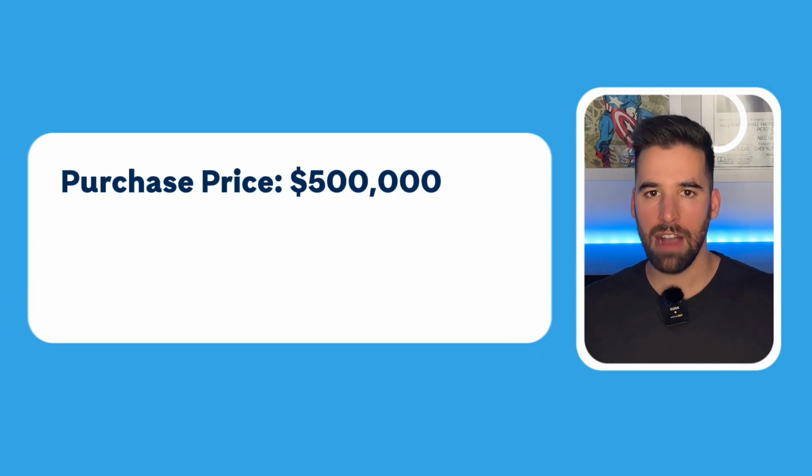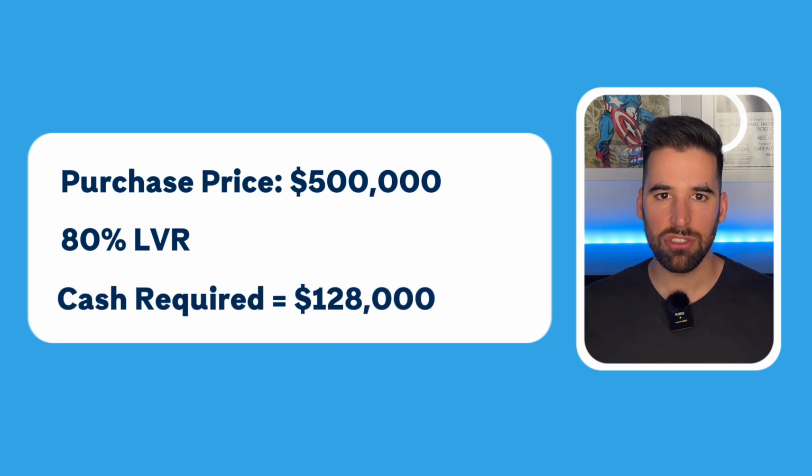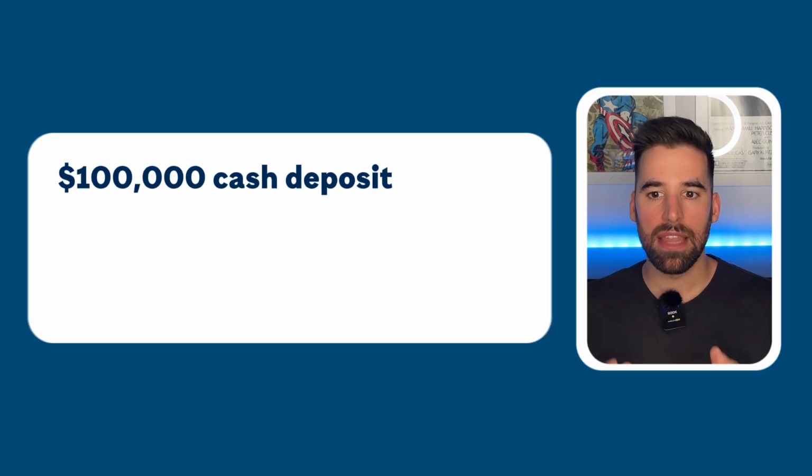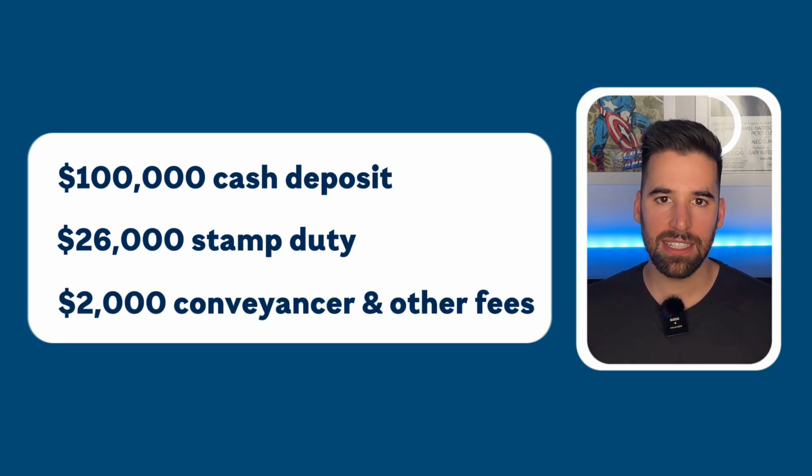And this would be an extremely stressful situation because you've basically locked yourself into buying the property, you risk losing your deposit. Coming back to the example of purchasing a property in Adelaide, if we were to purchase a $500,000 property with an 80% LVR, this means you're going to need to come up with $128,000. And this is broken down by the $100,000 deposit, $26,000 for stamp duty, and the remaining $2,000 is for the conveyancer and other charges.